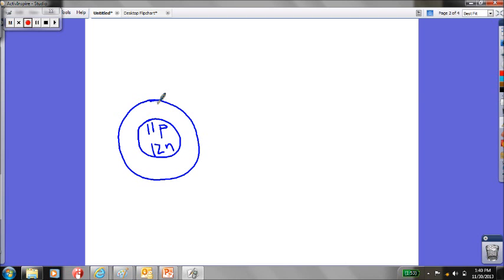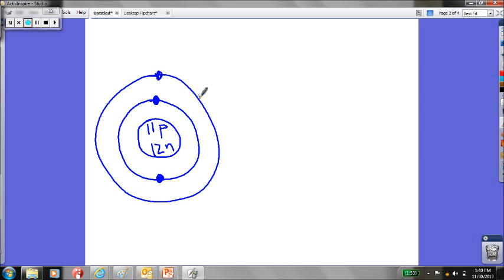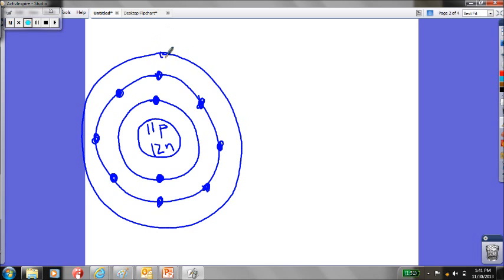So we're going to draw its 11 electrons. So here's 1, 2. This shell is now full, so we go to the next shell. 3, 4, 5, 6, 7, 8, 9, 10. We still need one more, so we need to draw another shell. And here's electron number 11. So that is our sodium atom. And I'm just going to draw Na down here.